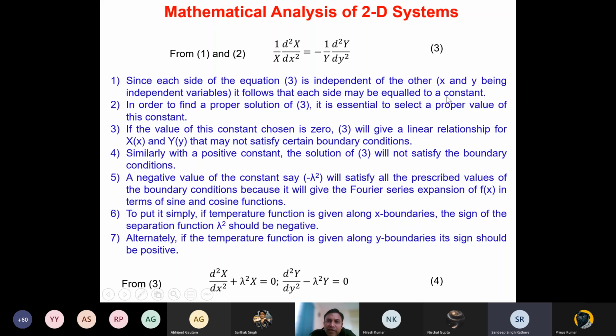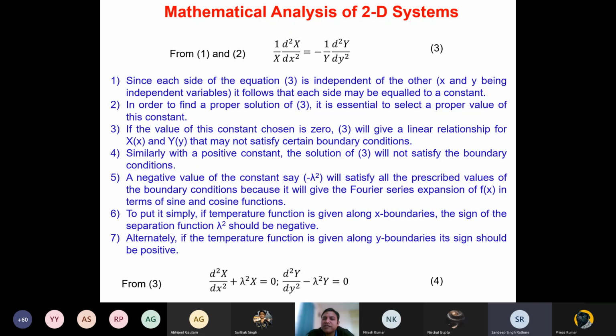If we put that constant as lambda square, why are we taking it as a square? Why should it be plus lambda square or minus lambda square? This is governed by the boundary conditions. In this case, we are going to use minus lambda square. So 1 by X d square X by dx square will be equal to minus lambda square. If we use that minus lambda square, then all the boundary conditions are going to be satisfied. Why am I saying this?